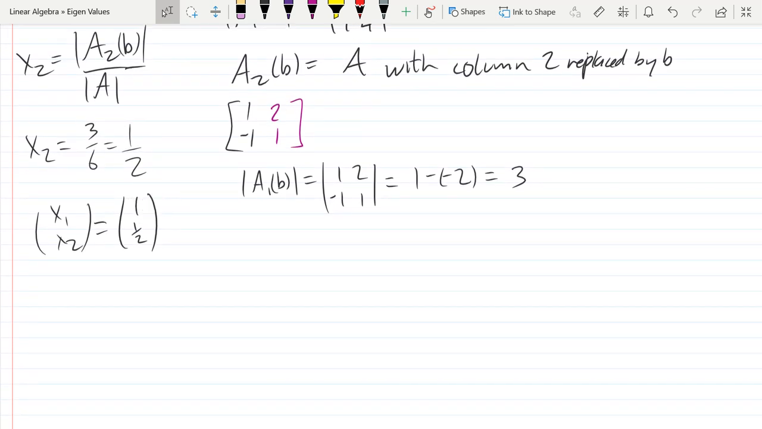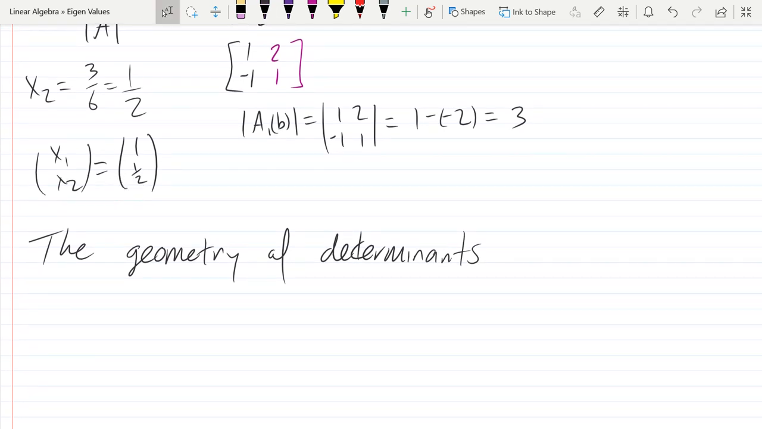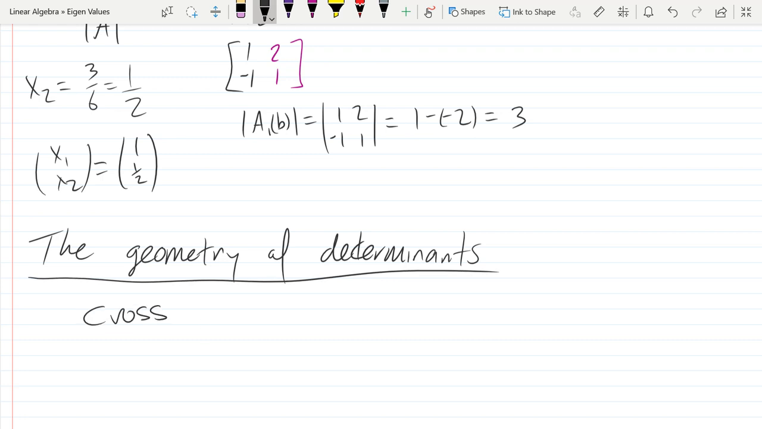So we're going to look at some geometry now and how that relates to determinants. Let's start with the cross product. All right, cross product. The best way to think about cross product is a right-hand rule, so we're going to look at that.